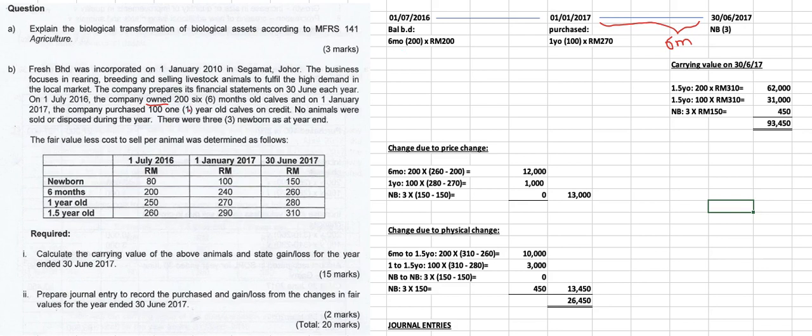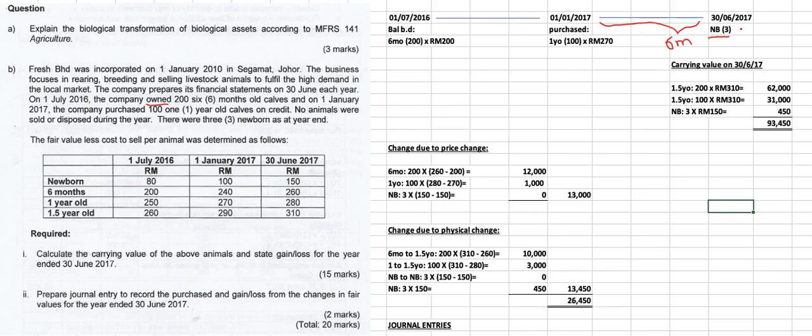So this 6-month, 200 units, and on 1st January 2017, the company purchased 100 1-year-old cows on credit. So I have put out here, 1st January 2017, purchased 1-year-old, 100 units. Okay, and then no animal was sold or disposed during the year. There were 3 newborn as at year end. So you can see newborn here at the year end. Because the company closed its account on 30th June every year, the opening is on 1st July 16. Therefore, the closing would be 30th June 17.